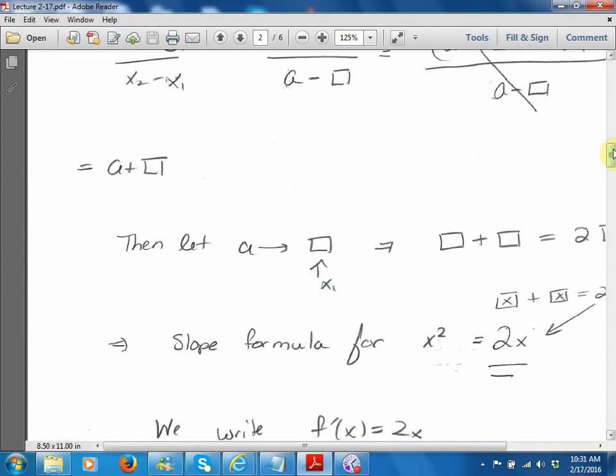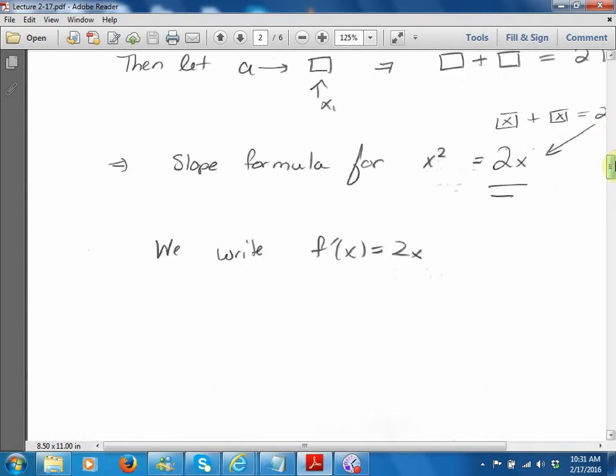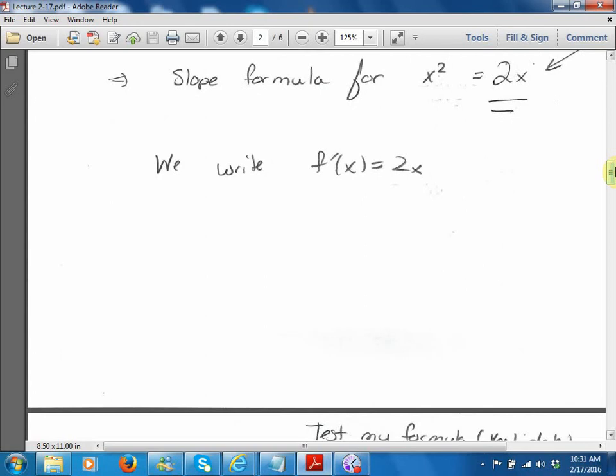So if you want to put an x in the box to get it to look like an algebra formula, so put x's, and then you have two x's added together. The slope formula for x squared at any point is 2x. I have now a formula for this one function, so then I don't have to do it again, cross out and cancel and all that stuff. So here's how we write it. We write f prime is equal to 2x. That just means slope. The slope function of f of x is 2x.